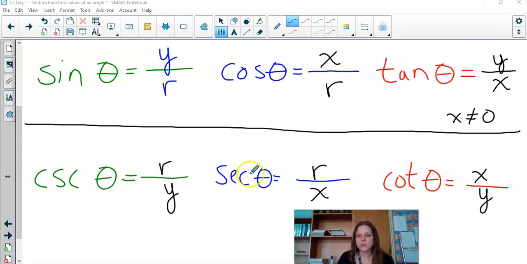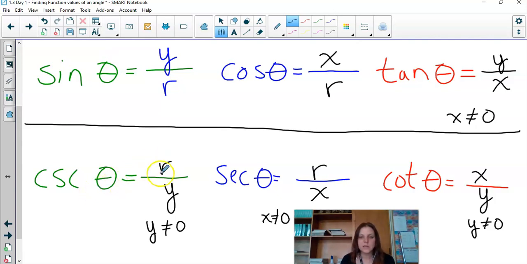Now for these reciprocals, since Y could possibly equal 0, we need to just clarify that Y will not equal 0. If it does, it would be undefined. The X here should not equal 0. If it does, it would be undefined. And then again, Y does not equal 0, undefined. So that's going to be our 6 trig functions: sine, cosine, tangent, and then cosecant, secant, and cotangent. And you're going to be really familiar with those. We're going to use them a lot throughout this course.